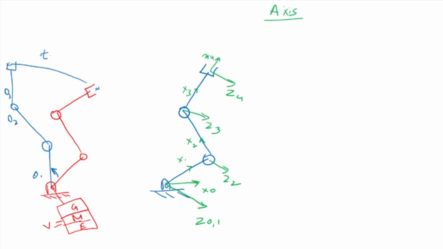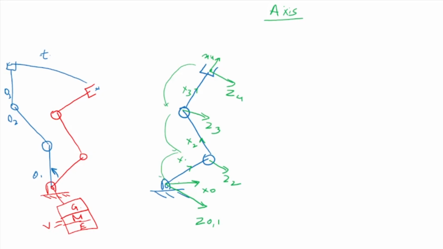Okay, so I need to know the relation between the position and orientation of the end effector, which is defined by frame 4. If I want to know the relation between the fourth frame and the zero frame, then I need to go from the fourth frame to the third frame, then the third frame to the second frame to the first frame, and then the first frame to the zero frame. So I move from one frame to the previous frame like that.